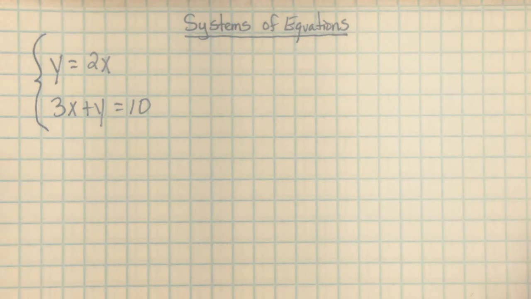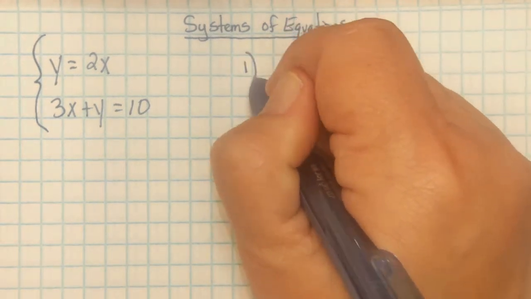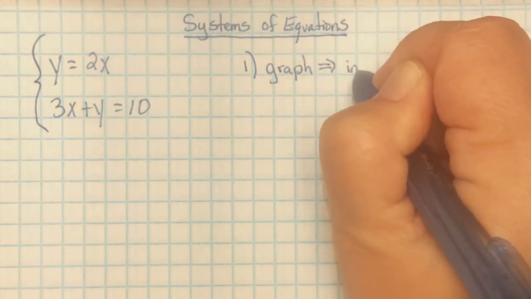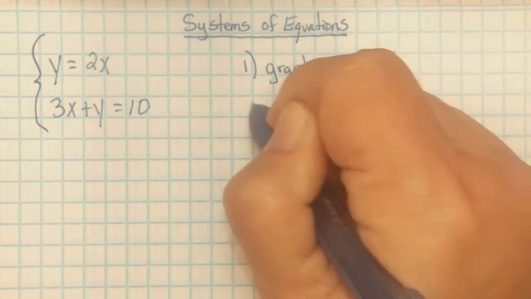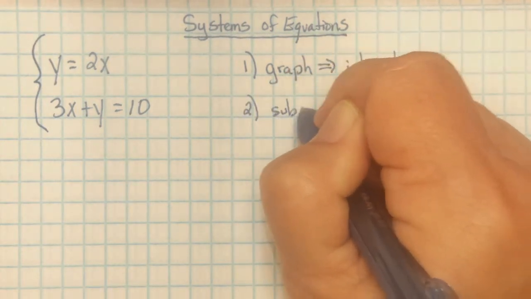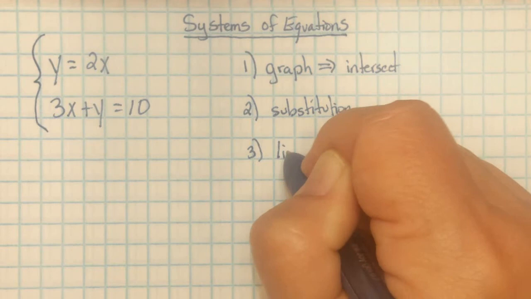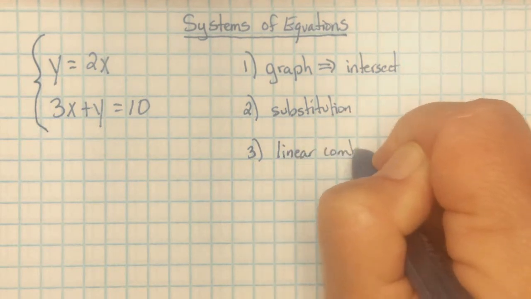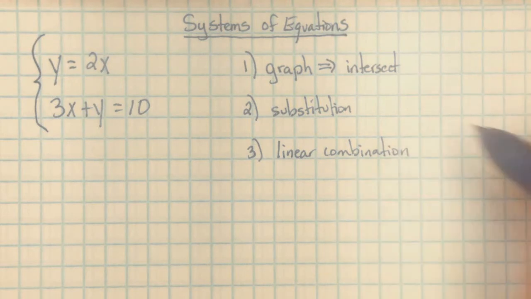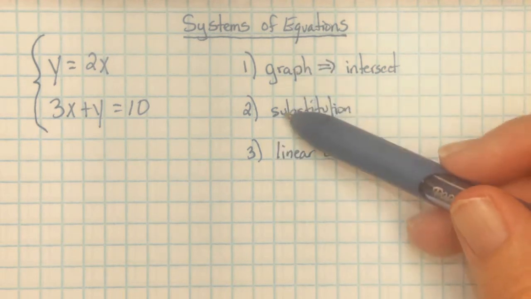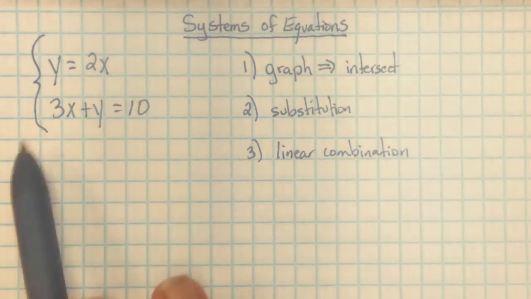Now in the past you have learned three methods for solving systems of equations. One is to graph them and then in turn find where they intersect. A second is by the method called substitution. And then a third is a method called linear combination. Any of these methods can be used for any system of equations, but we tend to use a particular method depending on how the equations are formatted.